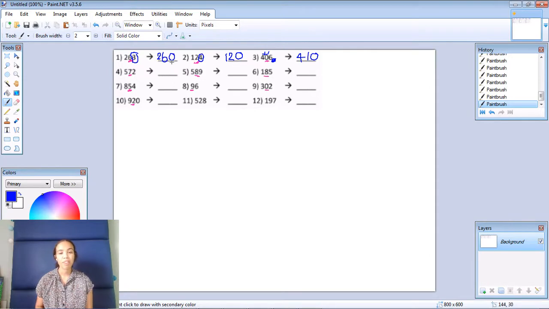Okay. Remember that chart with the arrows. That helps us a lot. 5 or more. Okay, here we go. Number 4. 570. Okay, if you got that, very good.